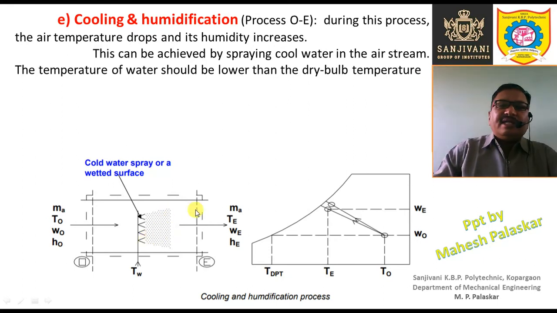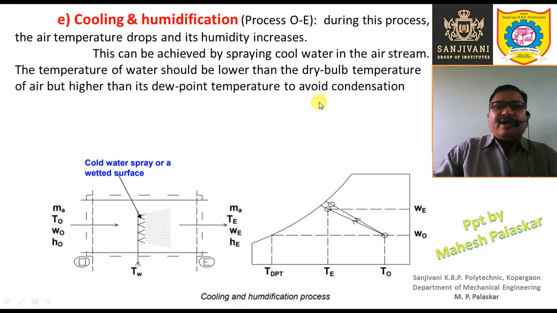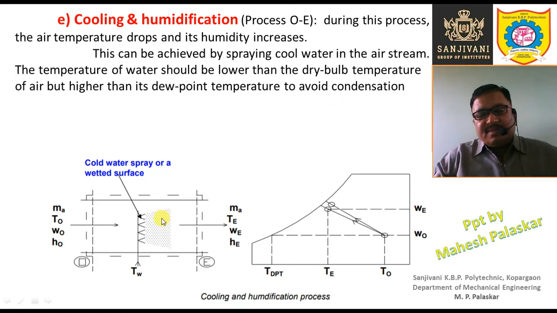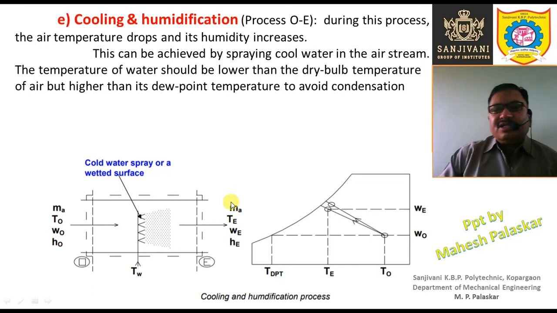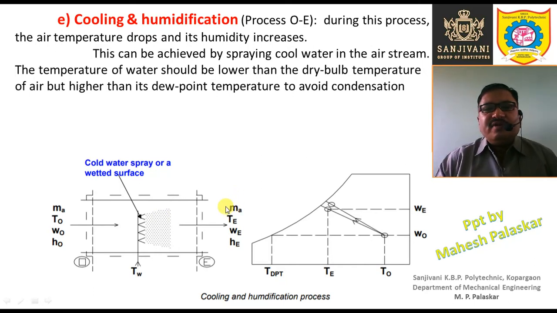Then only cooling will take place, but it should be higher than its dew point temperature to avoid condensation. The temperature of this cooling water must be higher than the dew point temperature. If the temperature of this water is lower than the dew point temperature, then the air will be cooled below the dew point temperature, and this will lead to condensation of the moisture, and that will lead to dehumidification.